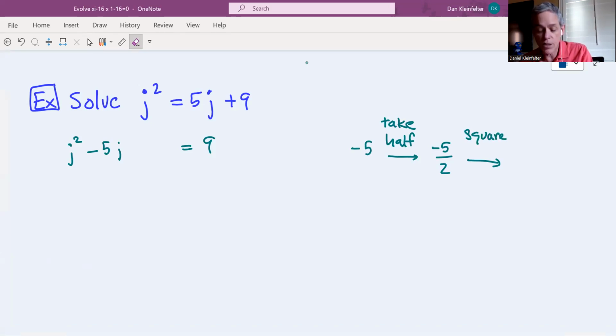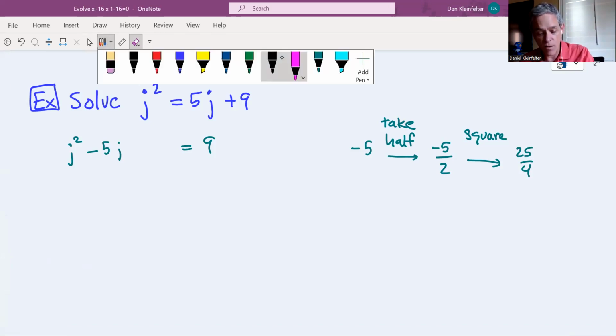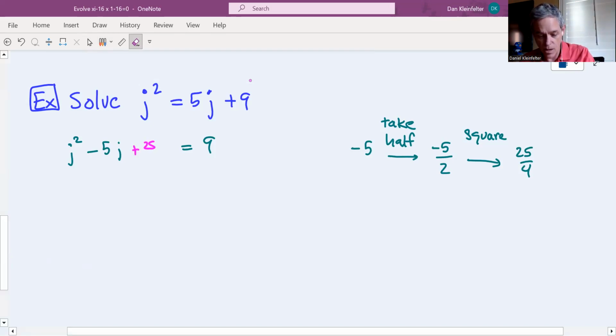Okay, so we want to square our 5 halves. That will be 25 fourths. You square the top, you square the bottom. Okay, so we're going to be adding 25 fourths onto both sides.